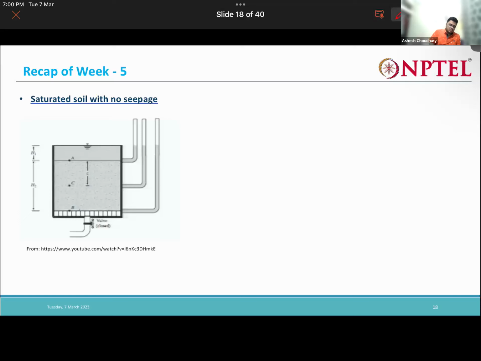Okay. So now here let us see, there is a soil mass, and in this soil mass we are saying that there will be no seepage because the heads are the same at all the points. So there is no head difference, so no seepage. So in that condition, let us find out the total stress, the pore water pressure, and the effective stress at all the points, right?